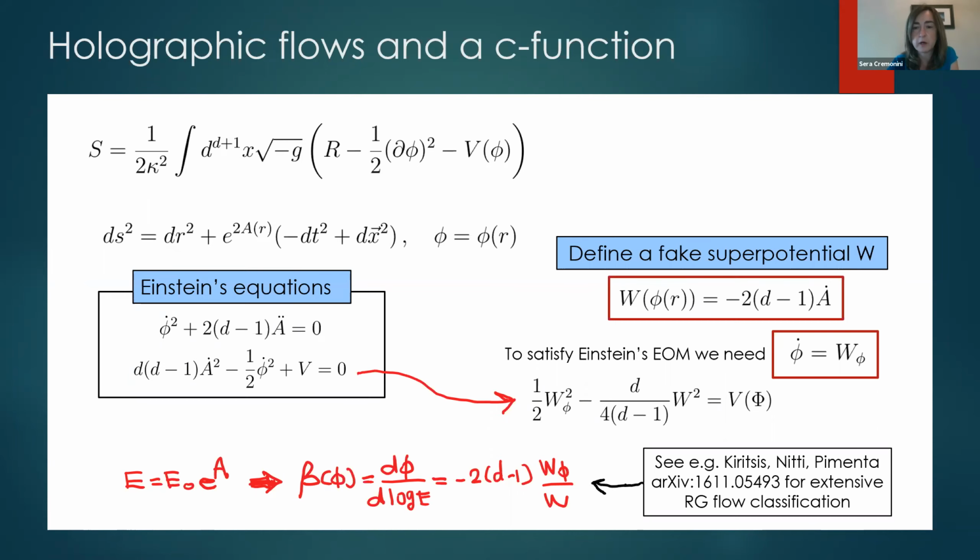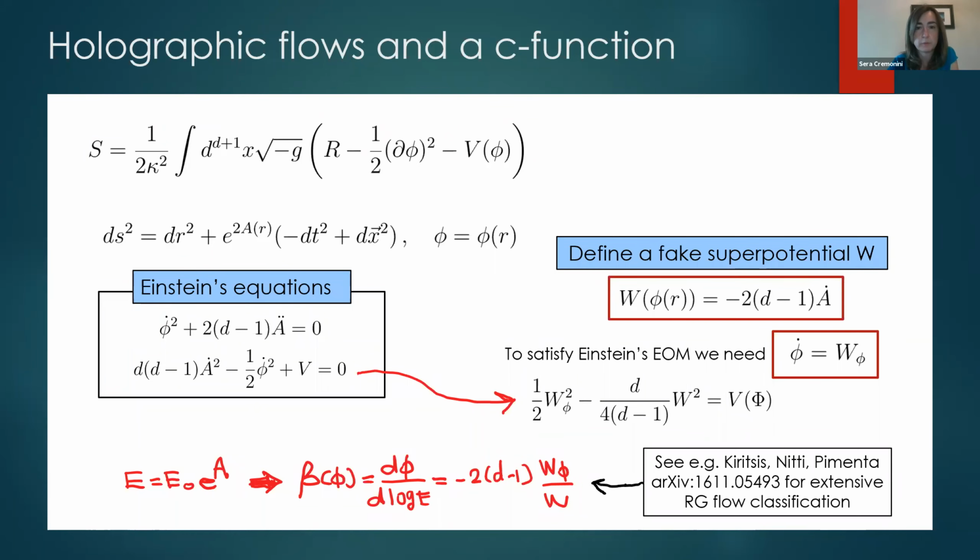Just a side comment, you can also compute the beta function for the scalar, assuming that the energy scale read from the metric is of this form. And you find that the beta function depends on this derivative of W with respect to the scalar divided by W. So this superpotential determines the properties of the RG flow.